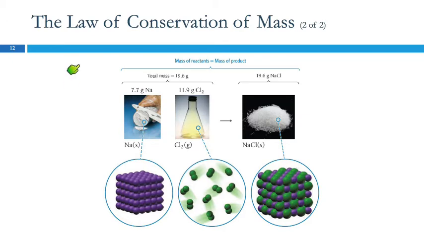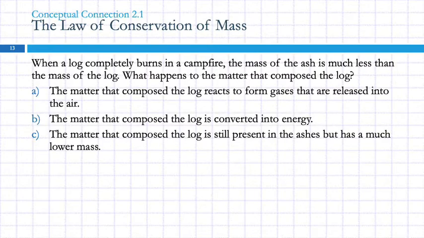So, understanding the law of conservation of mass, if I told you that I used 7.7 grams of sodium and some chlorine to make 19.6 grams of sodium chloride, we should be able to figure out what mass of chlorine, because it's the missing part of this. The sum of the reactants is equal to the mass of the products. And it's one of those things that's just so simple that it's hard. It's like, the mind doesn't want to deal with it.